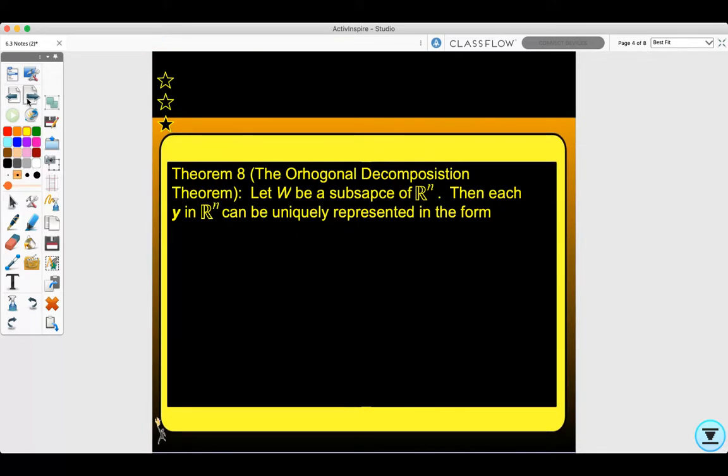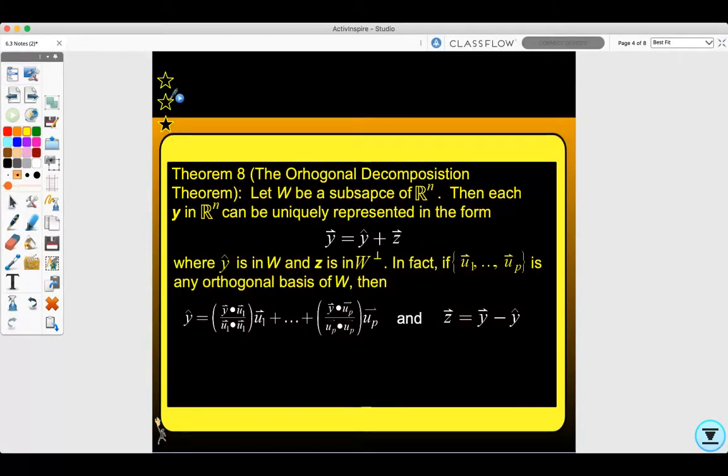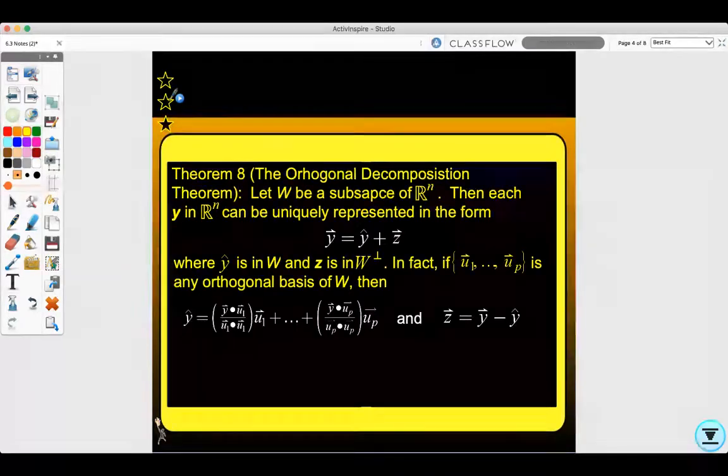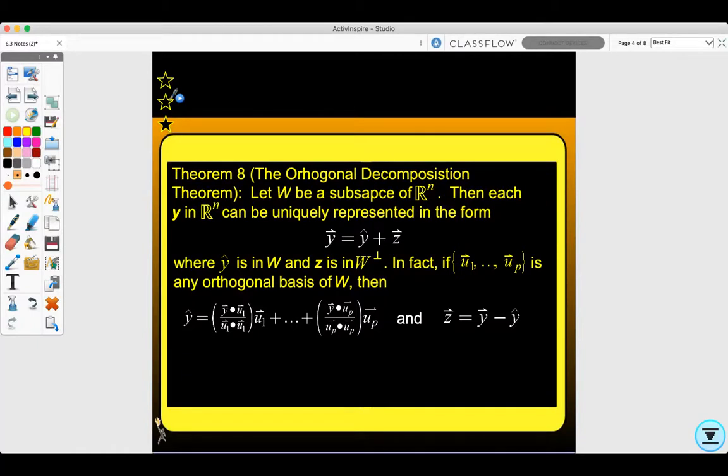Theorem 8, the orthogonal decomposition theorem. Let W be a subspace of Rn. Then each vector y in Rn can be uniquely represented in the form vector y equals y hat plus z, where y hat is in W and vector z is in W perp. In fact, if u1 all the way to up is any orthogonal basis of W, then we have the following. The vector y hat is called the orthogonal projection of y onto W.